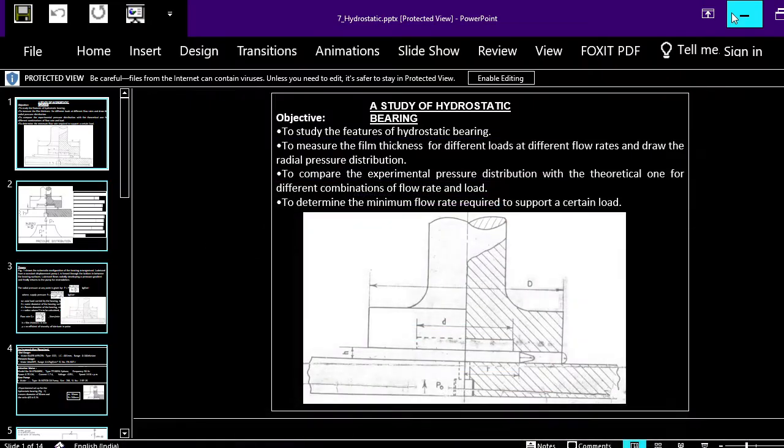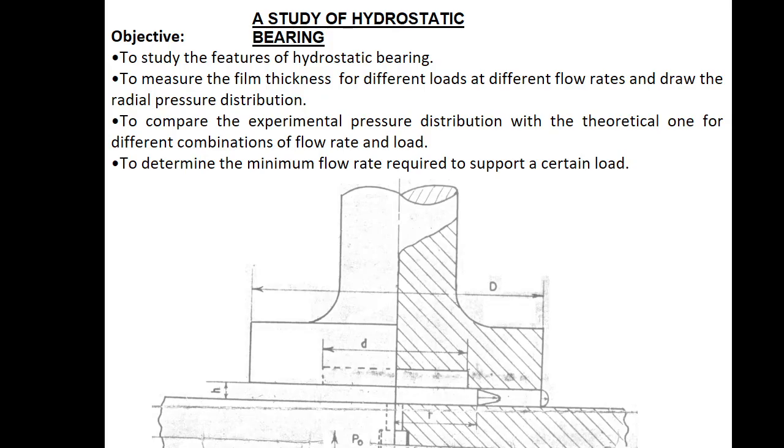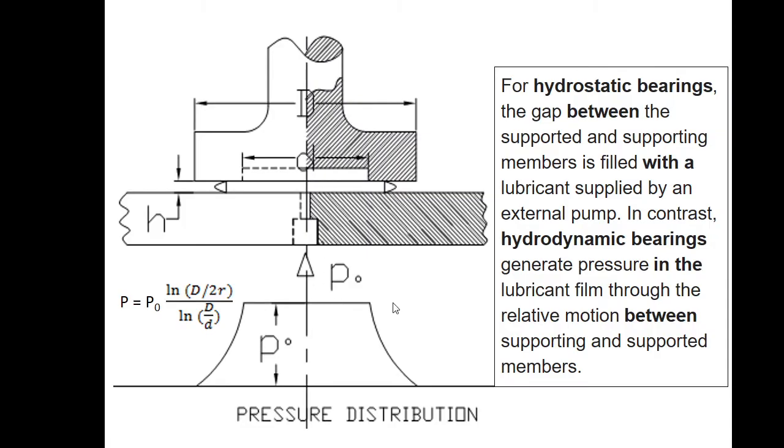Now we are going to discuss the final experiment in the machine elements laboratory. This one is the study of hydrostatic bearing. The objective is to study the features of hydrostatic bearing. I will explain it. To measure the film thickness, h, for different loads at different flow rates, and draw the radial pressure distribution. This is the radial pressure distribution.